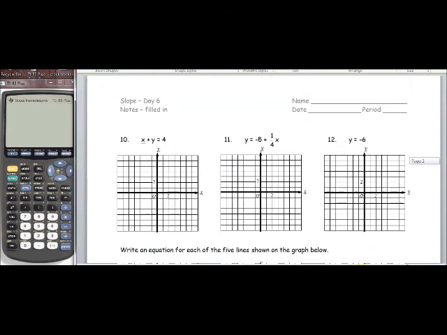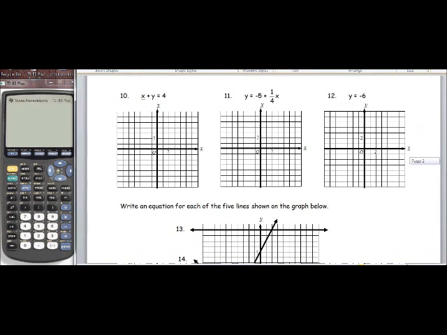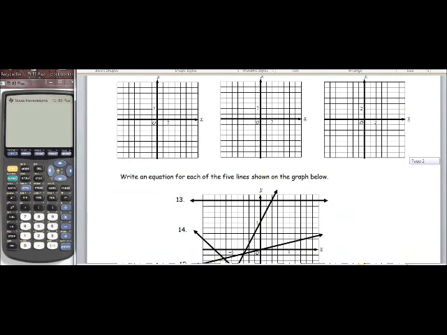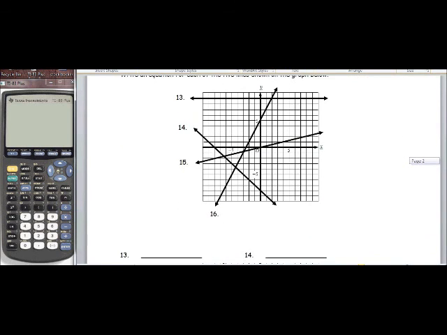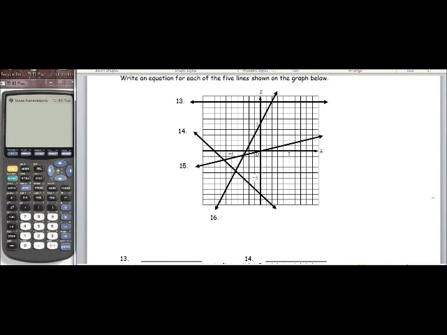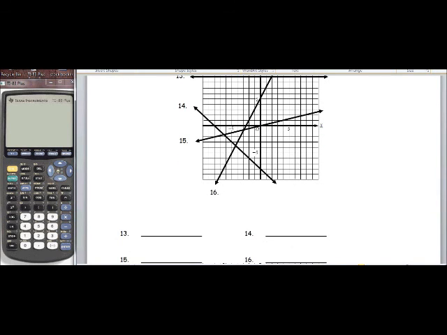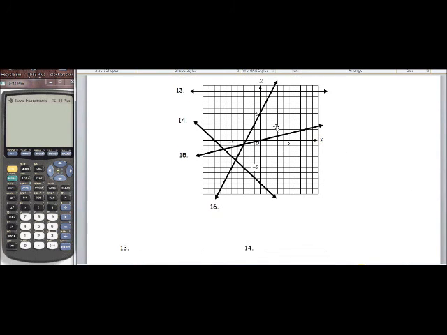All right. Number 10, 11, and 12, I would like you to do on your own. For 13, 14, 15, and 16, these are lines, and we have to find the equation for the line on the graph. So let me do number 16 for you. So number 16, I see crosses at 5. And I'm going to write out the way I'm thinking here so that you can kind of visualize what I'm talking about.